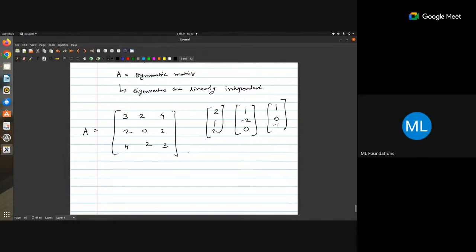The dot product should be zero. Right. So suppose this is u, this is v, and this is w. So u dot v should be equal to zero. Then you can say that these two are independent. Or in other words, u transpose v should be equal to zero, right? Yes, we get that these are orthogonal to each other.